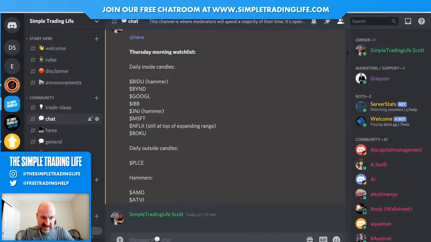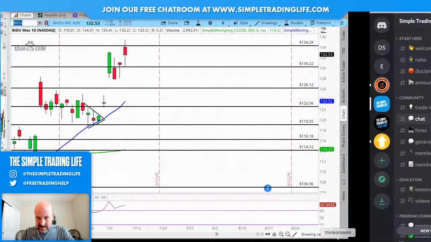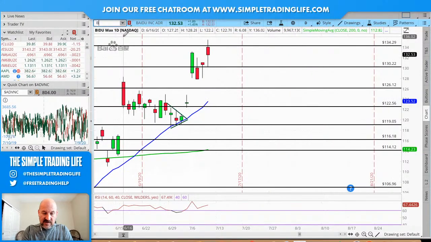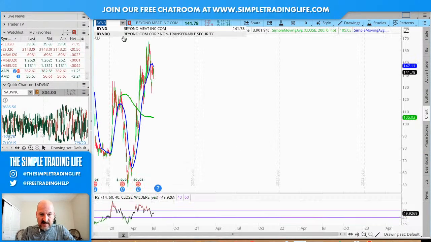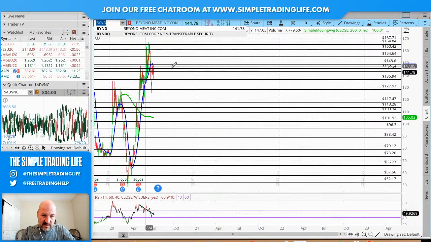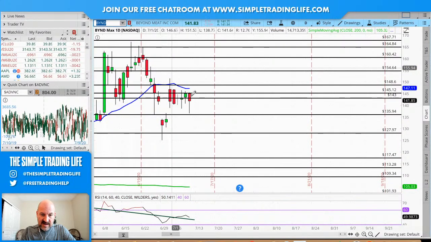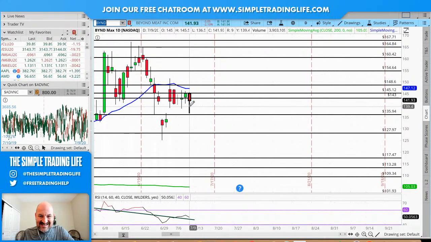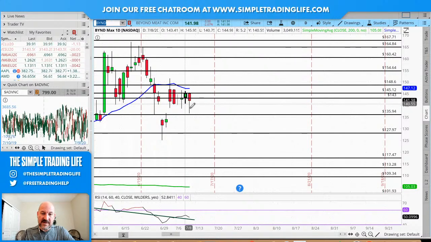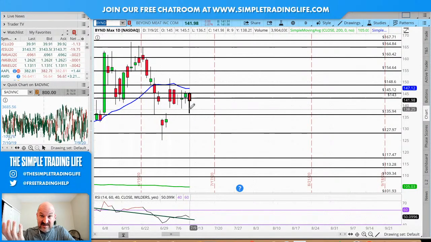All right, let's look at the next one. Beyond. I haven't looked at these, so I have no idea whether things won, didn't win, whatever. We're just looking at them together. Okay, so Beyond, here's where it opened up. Your trigger would have been the low of this inside candle, 140.75, and it went as low as 136.50. So that's a $4.25 move before it bounced. So you probably catch $4 or so of that.